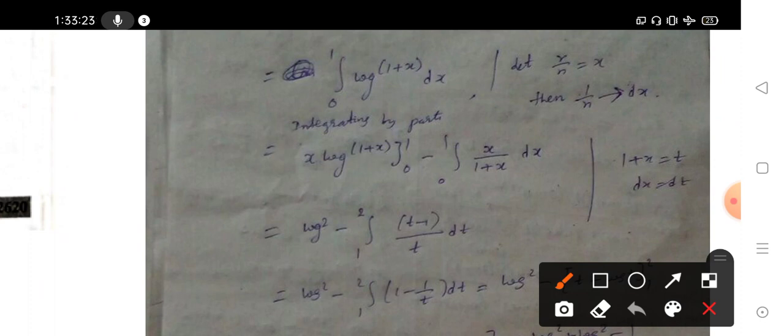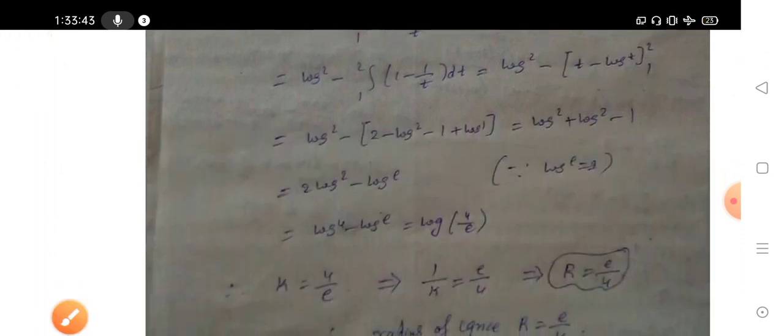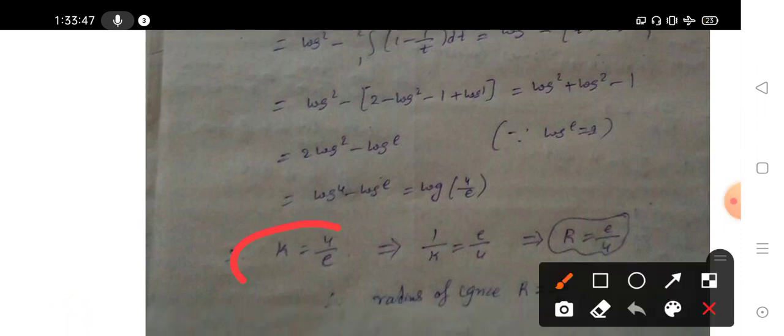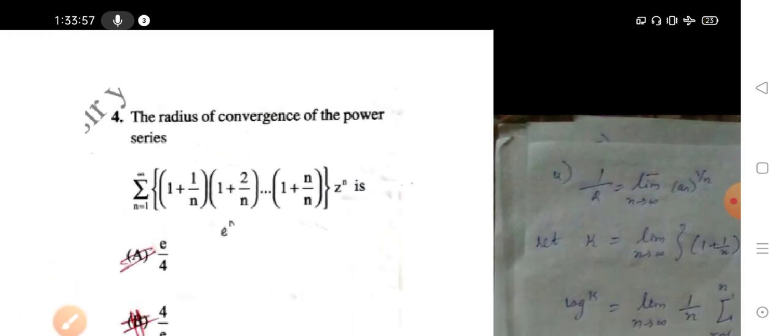Next is the integration from 0 to 1 of log (1 plus x) dx. Here put r upon n equal to x and 1 upon n equal to dx. By integration by parts, and putting in the values, finally we get k equal to 4 by e. That is, 1 upon k equals e by 4, which is the radius of convergence. So option A is correct.